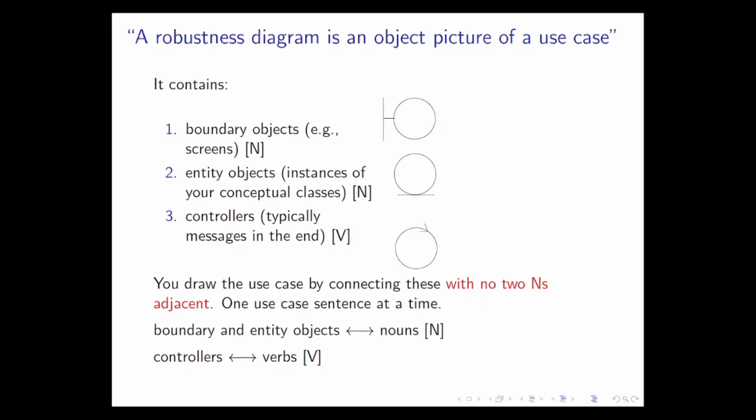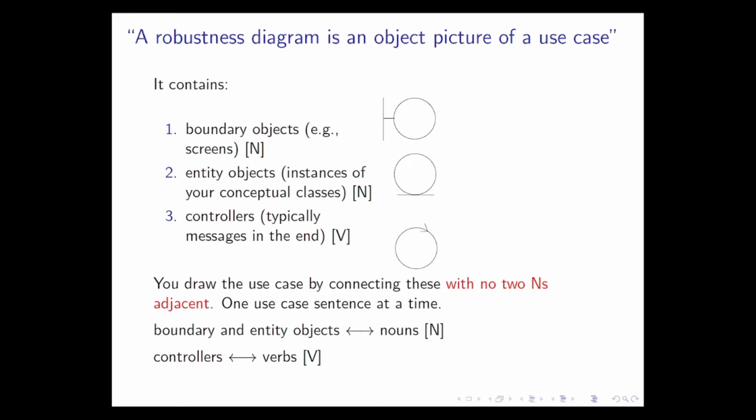Entity objects are the things that are actually going to be instances of your conceptual classes. And so thinking about which entity objects you need is going to support you in checking whether your conceptual classes are as you want them to be. Controllers typically turn into messages in the end, and we'll talk about that more in a bit. These you can think of as being the things that correspond to verbs in the use case text, while boundary objects and entity objects correspond to different kinds of nouns, noun phrases.